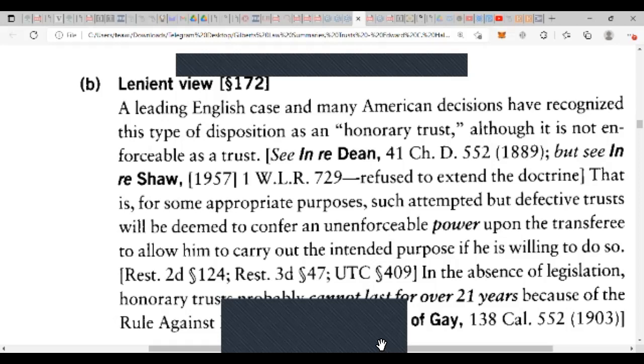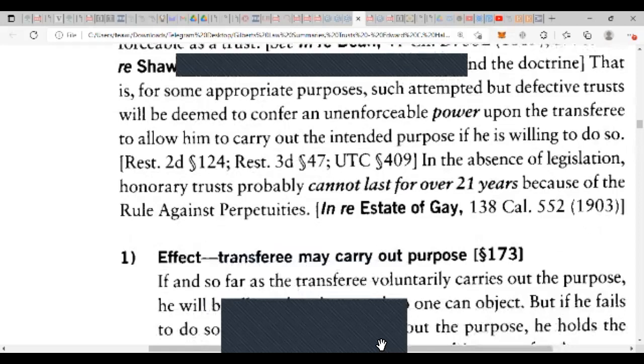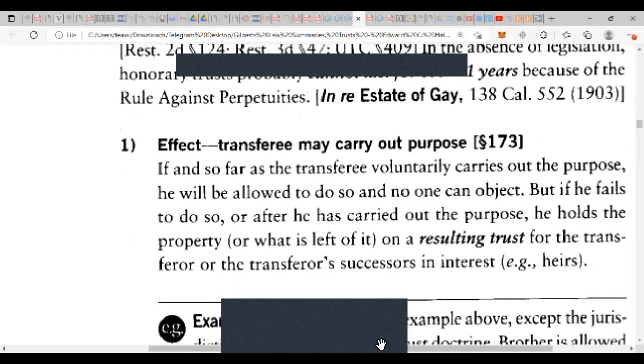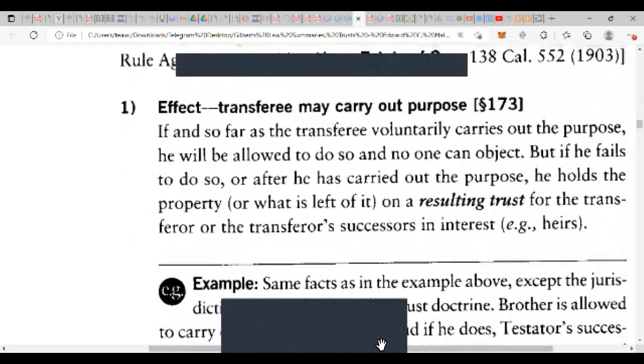Restatement 2d, Section 124. Restatement 3d, Section 147. And UTC, Section 409. In the absence of legislation, honorary trusts probably cannot last for over 21 years because of the rule against perpetuities. In re Estate of Gay, 1903. 1. Effect: transferee may carry out purpose, Section 173.